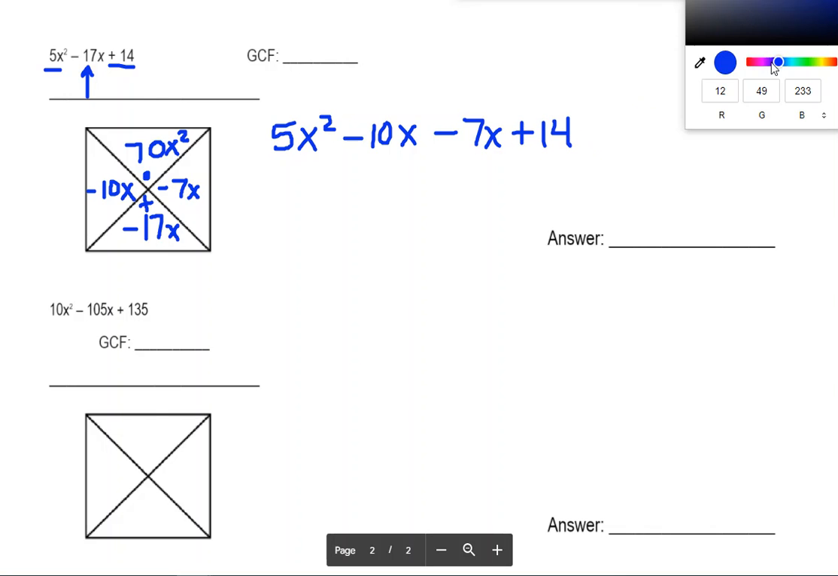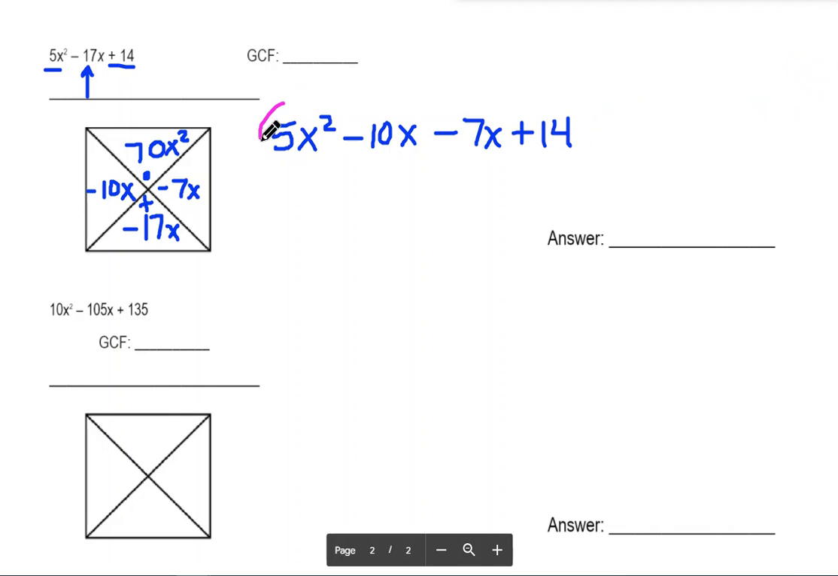All right, so now I have to group these, right? So I'm going to group my first two terms together, and I'm going to group my last two together. All right, what do these first two have in common? Well, they both have an x, and they can both be divided by 5. So what's left over? Well, an x would be left over here, and negative 10x divided by 5x would be negative 2, right?